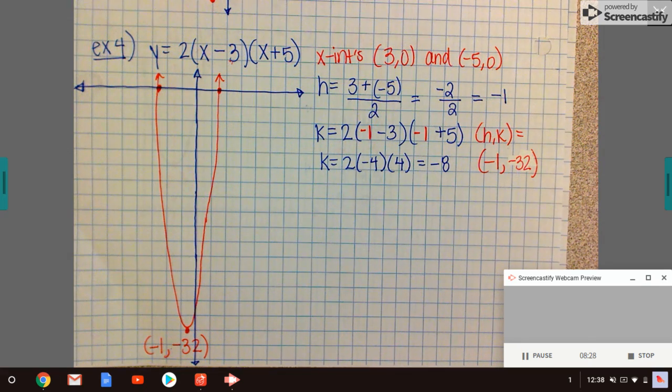All right, so in these 2 pages of notes, we've done intercept form and vertex form. We will, in the next video, look at converting from those forms back to standard. So stay tuned for that.